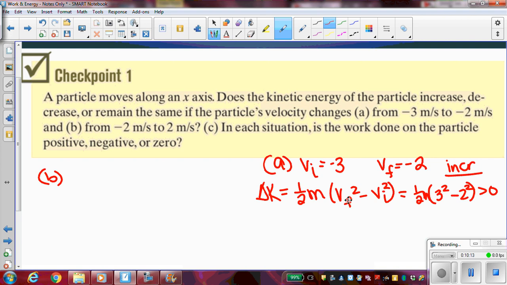So following this same logic, because we squared the negative, it won't matter. So this should have a change of kinetic energy of 0. So what does that mean? That means you haven't done any work on the system over that time interval.